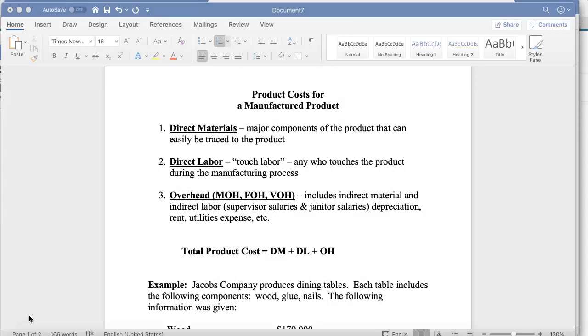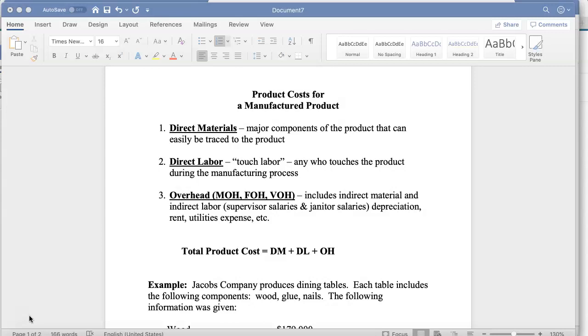And overhead has different categories within it. It can include indirect materials, and those are materials that cannot be easily traced or linked to a specific cost object, and also indirect labor, and that's anyone who is part of the cost of the plant or the production facility, but doesn't actually touch the product. That could include supervisor salaries and janitor salaries as some examples. It also includes depreciation, rent, utilities, etc. So there are several different categories there.